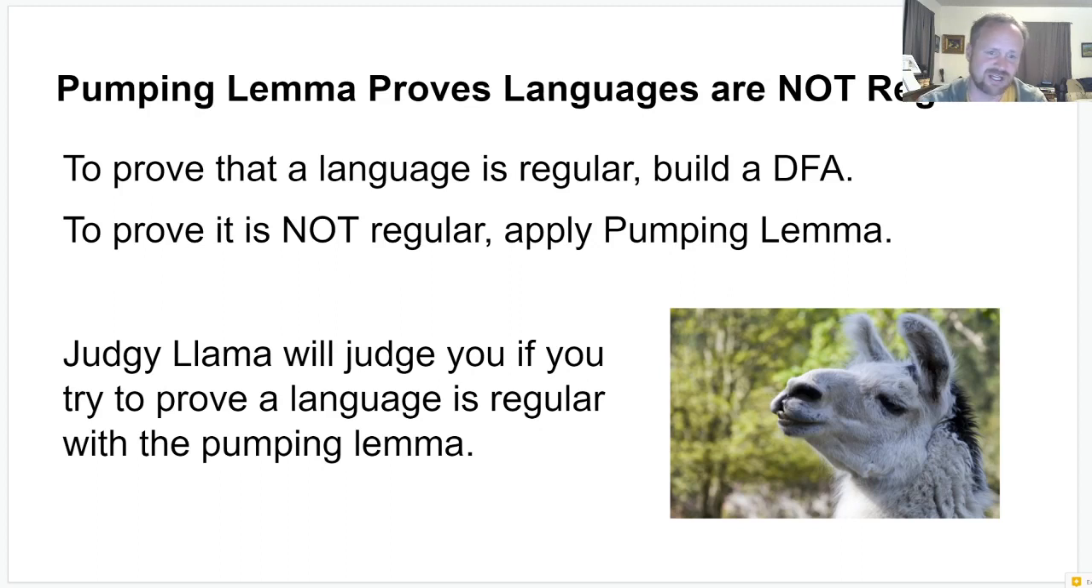So yes, Judgy Llama will judge you if you try to prove that a language is regular with the pumping lemma. This only shows that languages are not regular. So let's look at an example.